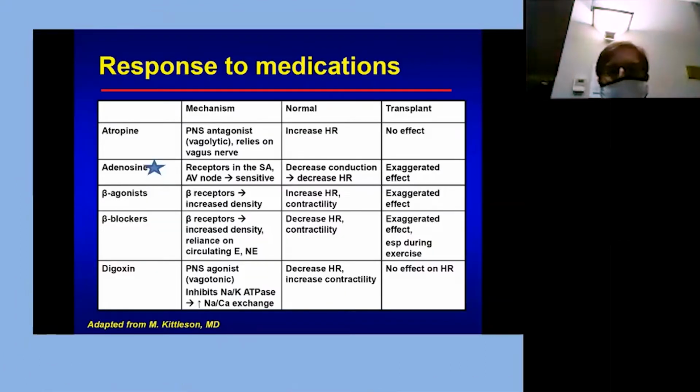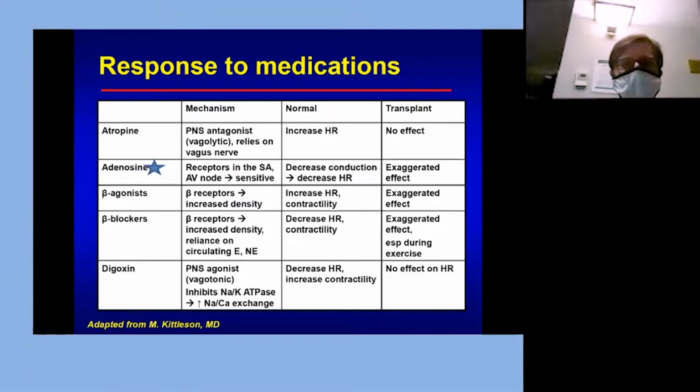So when you're thinking about some medications that rely on the vagus nerve or that rely on the vagal pathway, you think of atropine, for one. Normally that'll increase the heart rate. It usually will not have an effect on the transplanted heart.